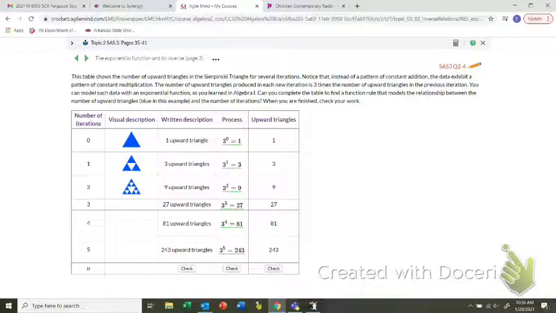Do you see a pattern? What is the process? 3 to the n, the number of iterations. So fill out that chart.